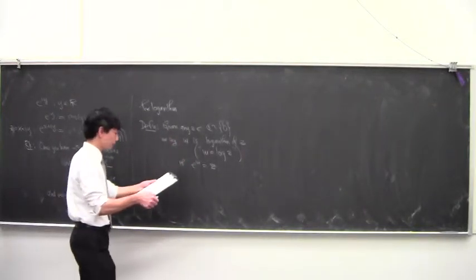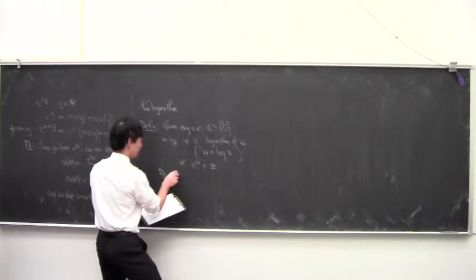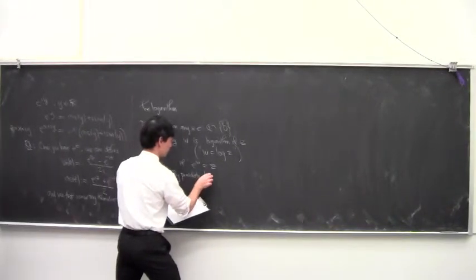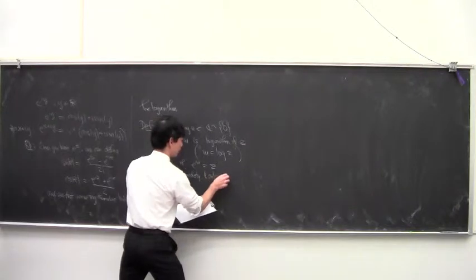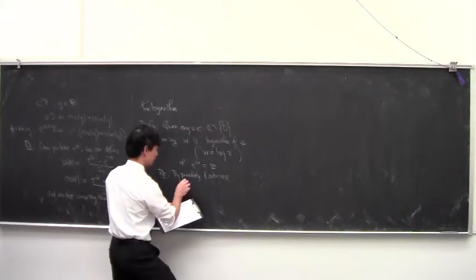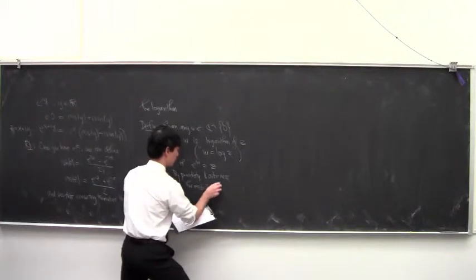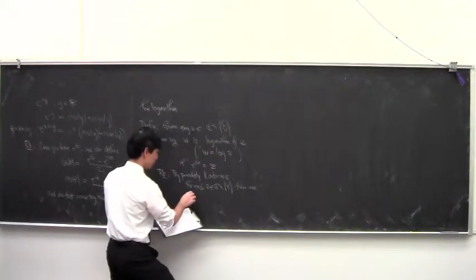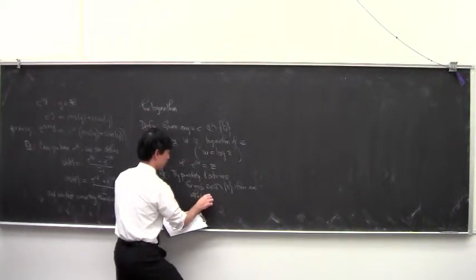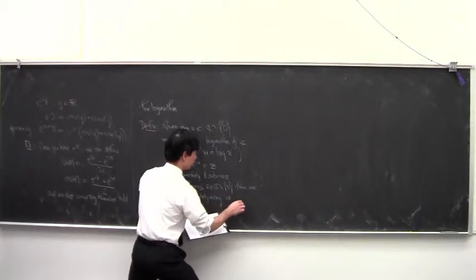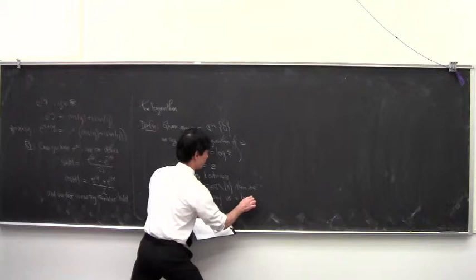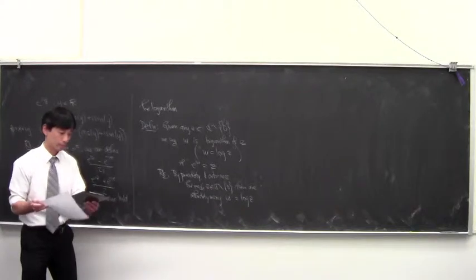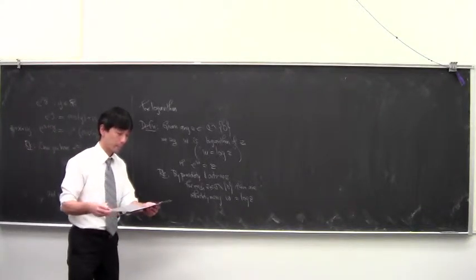Okay. So by periodicity and ontoness, we see that for each z, there are infinitely many w that are log z.